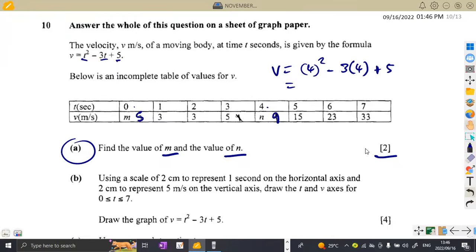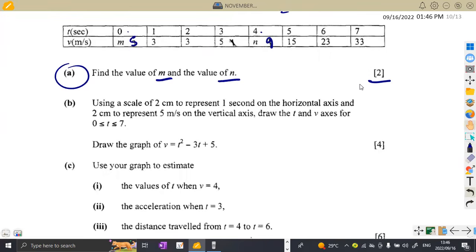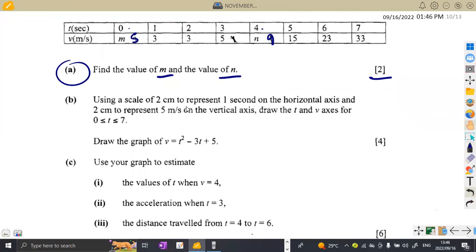Then the B part, we are now given from this table that we have, which is the velocity, using a scale of 2 centimeters to represent 1 unit on the horizontal axis and 2 centimeters on the vertical to represent 5 meters per second. Draw the t. Remember, guys, I talked about this on the velocity time graph. If you never watched that video, make sure that you watch the video on velocity time graph. I talked about how you represent this. So it's just like a quadratic graph.